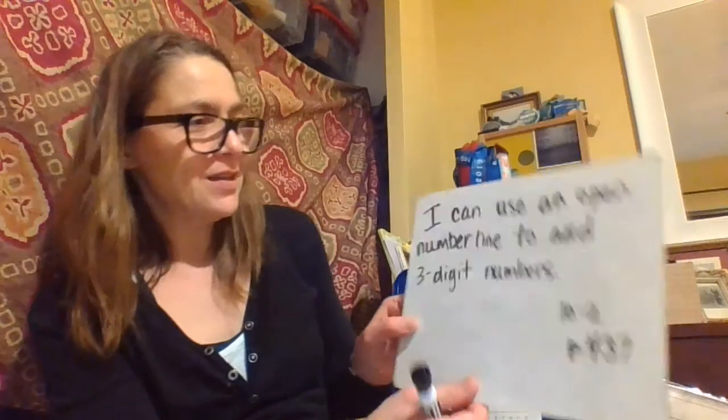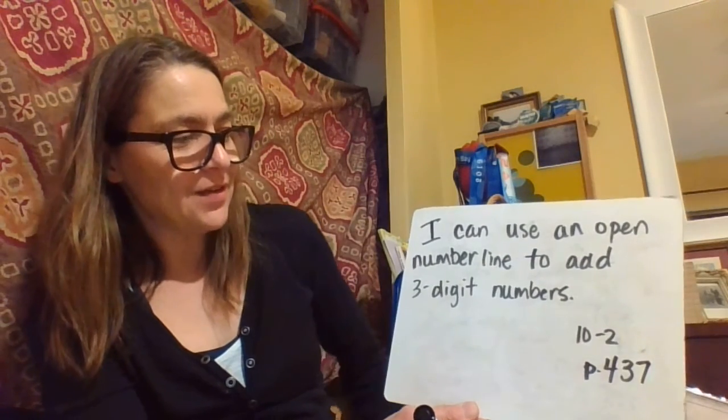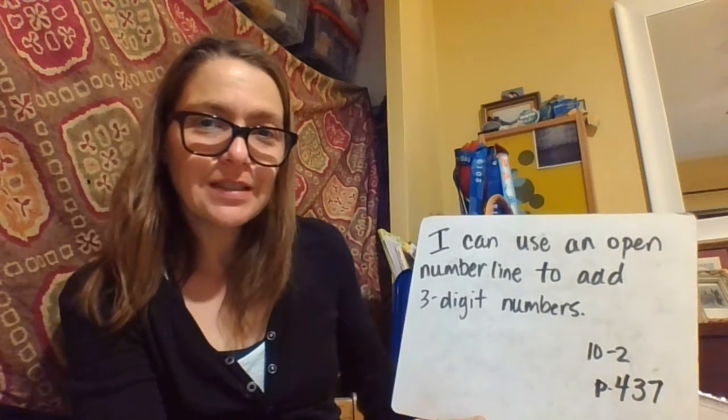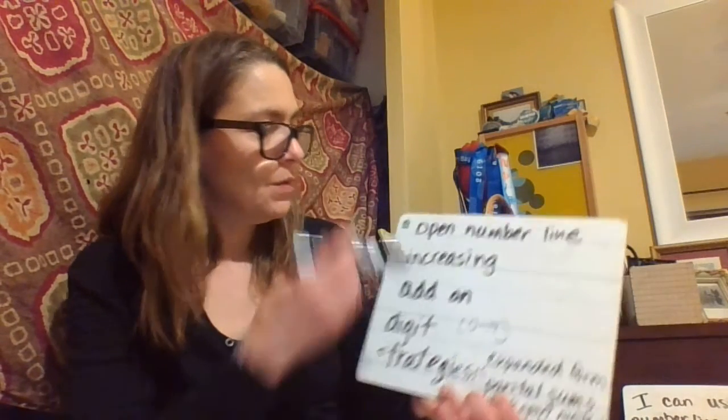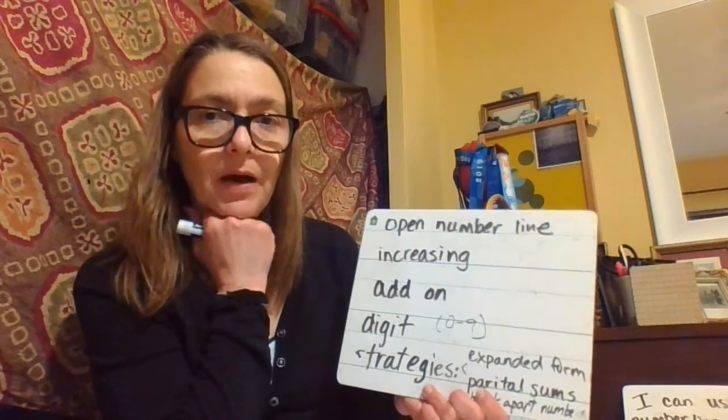But it looks like I had just enough time to end reading with the I can statement again, and we'll do that. I can use an open number line to add 3-digit numbers. Right? Remember your strategies. Expanded form, partial sums, break apart numbers. And what you're doing with the open number line is you're making a model to help you.